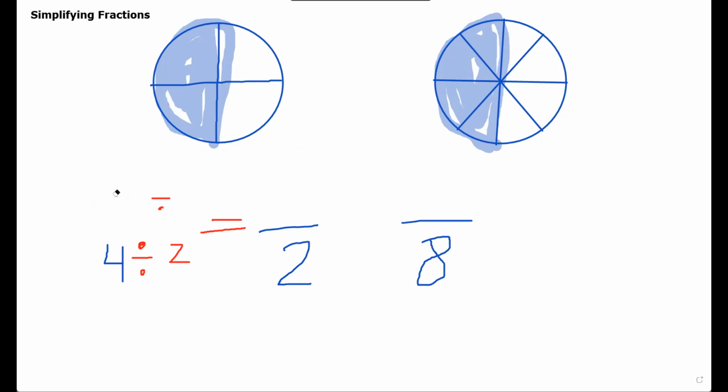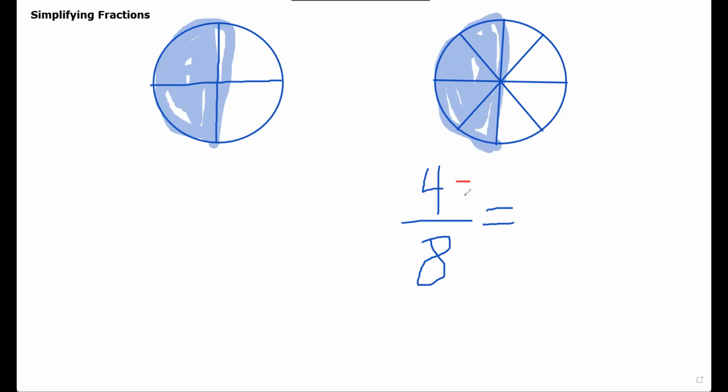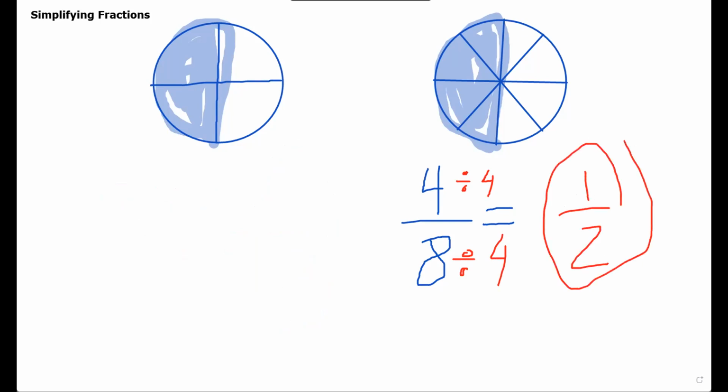So let's actually erase this over here. So this is 4/8. We divide top and bottom number by the GCF. The greatest common factor of 4 and 8 is 4. And you get 4 divided by 4 is 1. 8 divided by 4 is 2. This is equivalent to 1/2.